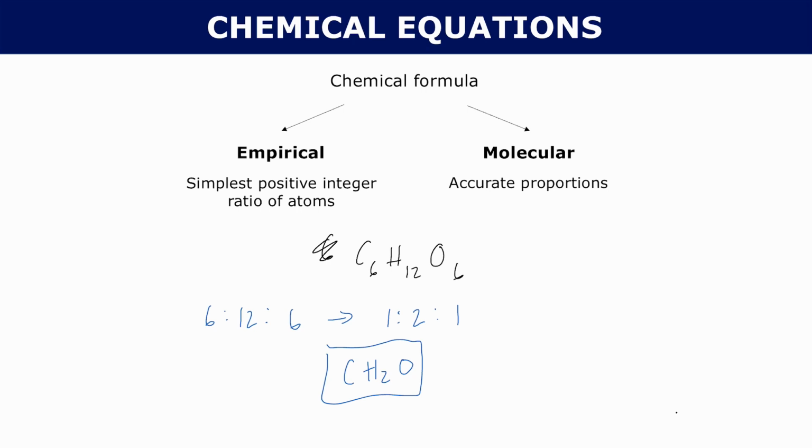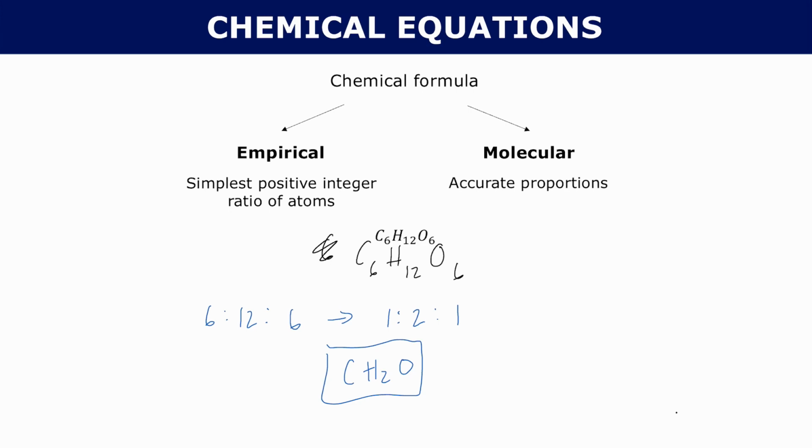So in a lot of compounds, their proportions are going to be really big. The subscripts that they have are really big numbers. And so the empirical formula simplifies all that down and helps you look at the actual ratio of atoms and the types of atoms that are found in the compound, not necessarily the accurate proportions of them.